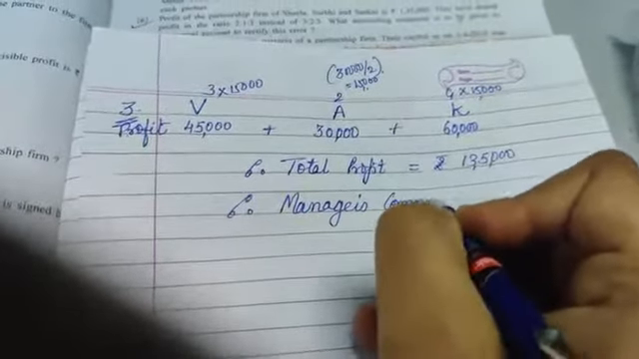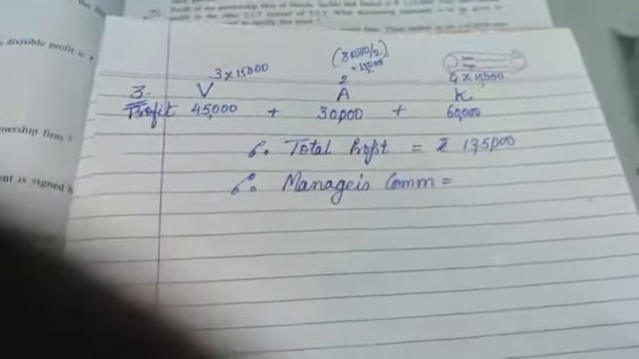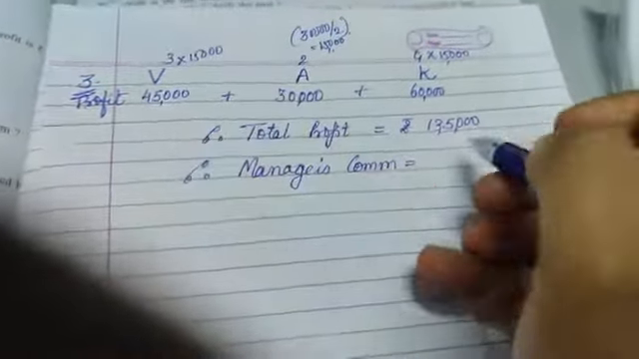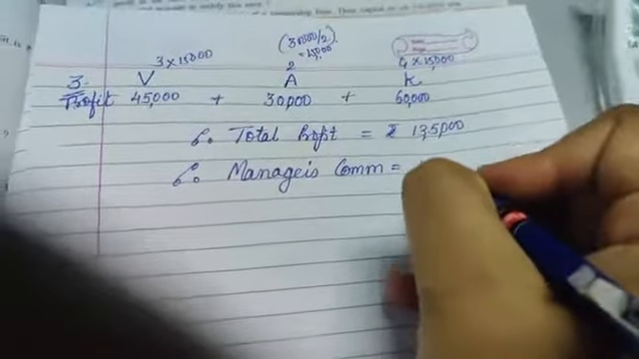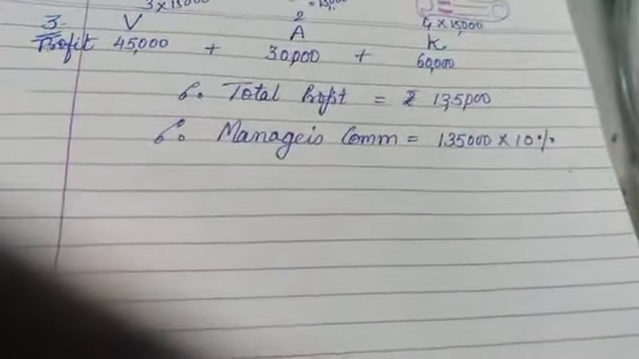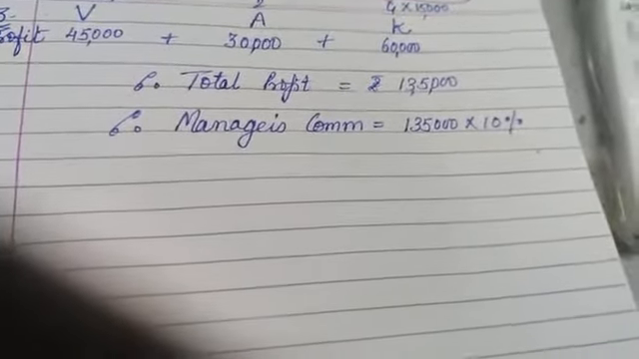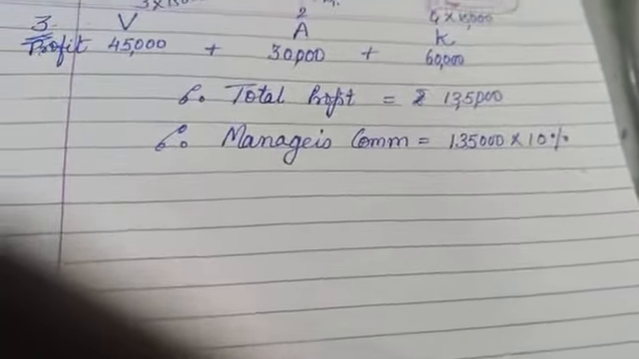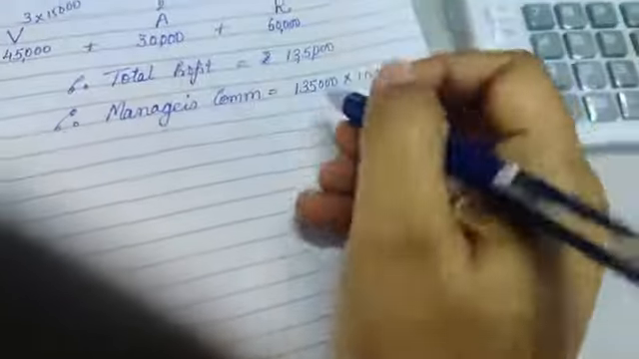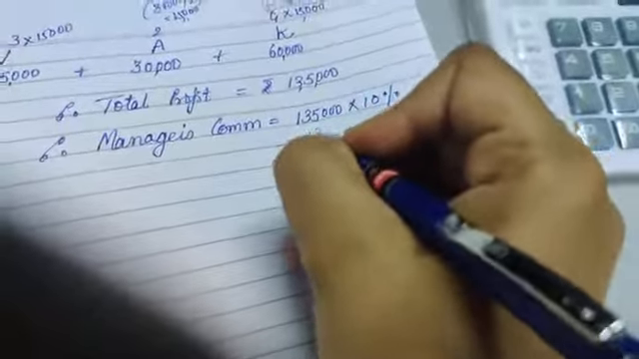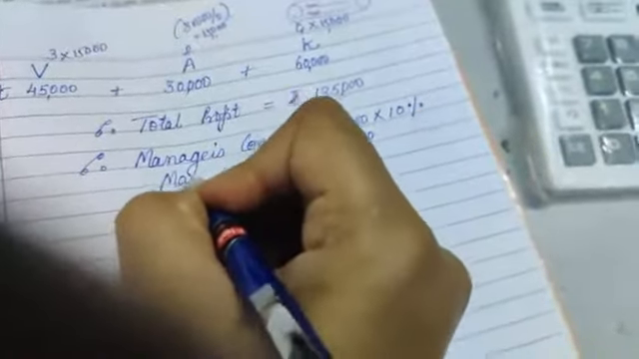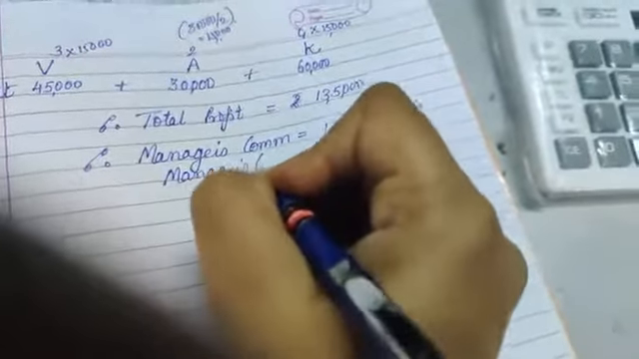I have told you that whenever you are calculating commission, and when one partner's share is given, you will directly take the percentage. So 1,35,000 into 10%. Simply we will take the percentage. You will not take 10 upon 110. Simply you will take 10%. See, I'll be getting 13,500 rupees. This is my answer, the manager's commission.